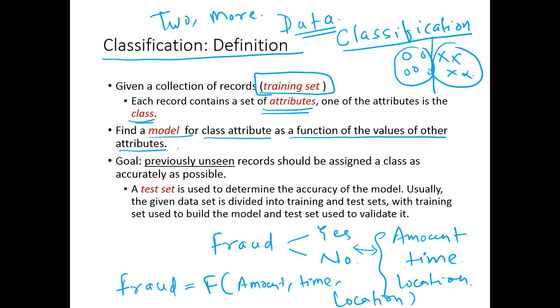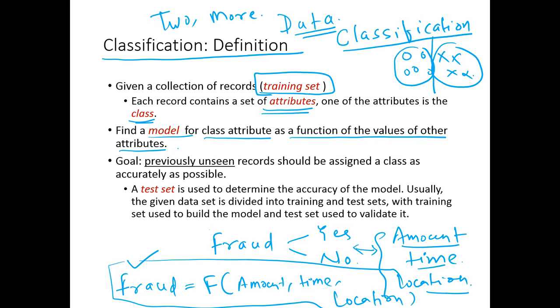So if we are able to find such a function, we should be able to find out if a particular new transaction is going to be a fraud or not, given the amount, time, and location. So all we need from decision tree is to find that function. And I hope you understand what a function is.